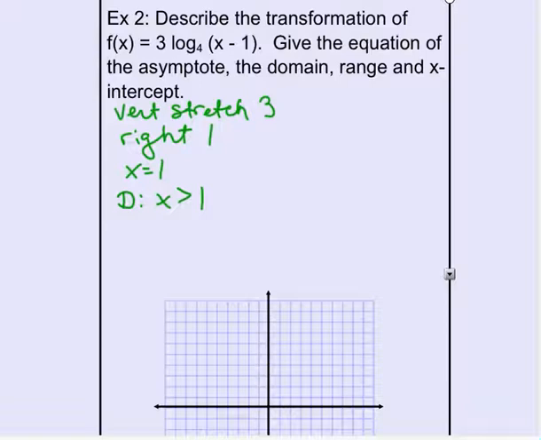The range, we didn't mess with the y values. We stretched them vertically, but that doesn't change the range. Just makes it grow faster. So our range is still going to be all real numbers.